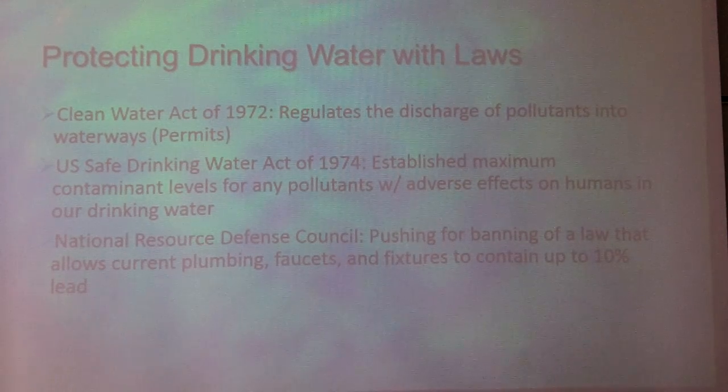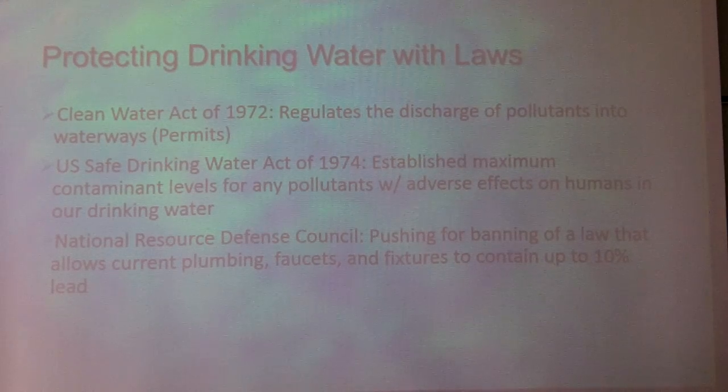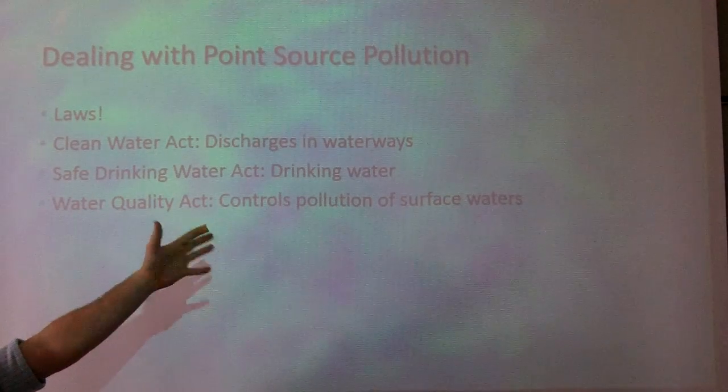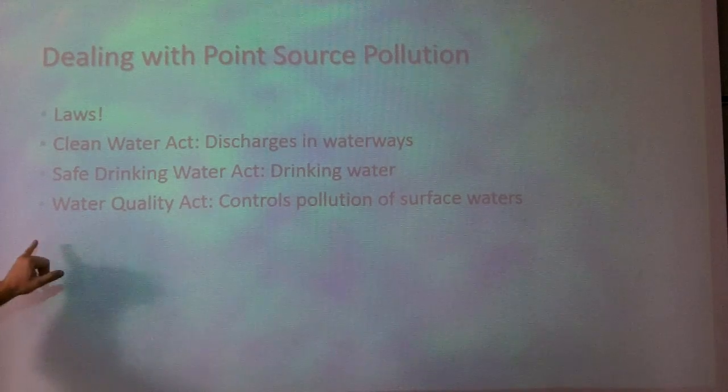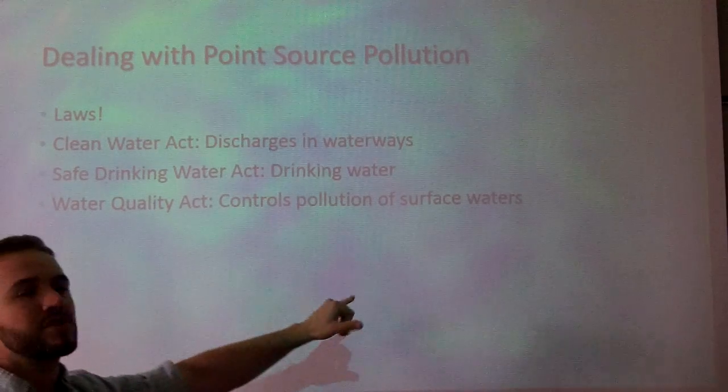This slide we already saw last presentation. The Clean Water Act, if you remember, regulates the discharge of pollutants by companies. The Safe Drinking Water Act establishes maximum contaminant levels for things in our drinking water. And the National Resource Defense Council is trying to push to ban the lead that is in all of our faucets and fixtures. So again, Clean Water Act, discharges. Safe Drinking Water Act, drinking water, the maximum contaminant levels. And then the Water Quality Act controls pollution of surface waters.